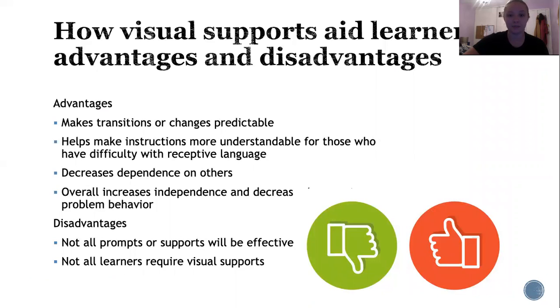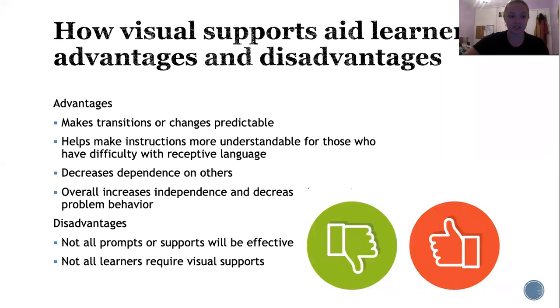Let's talk a little bit about the advantages and disadvantages of visual supports for our learners. Many students with autism display repetitive patterns of behavior, meaning it can be very stressful to have unexpected changes. By providing learners with visual cues for changes in their environment or transitions in their schedule, we can help create a more predictable environment. Visual supports can use either words or pictures.